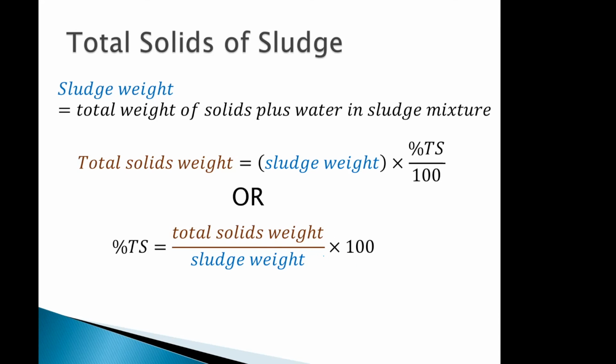What the percent total solids tells you is, for a given volume of sludge, how much of that is solids, and then the rest is going to be water. So if I have a primary sludge that's at 3% solids, that means 97% of the weight is water and only 3% of the weight is solids.